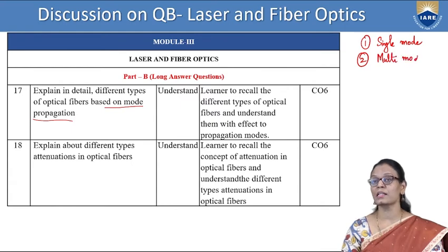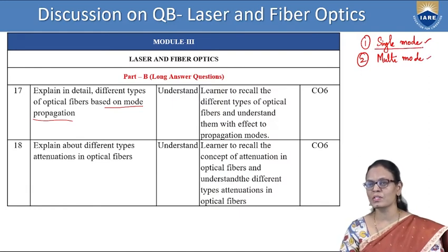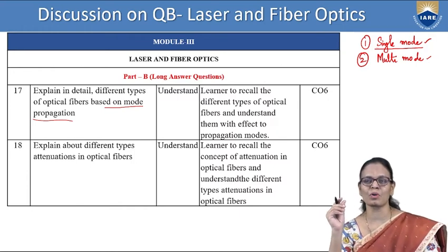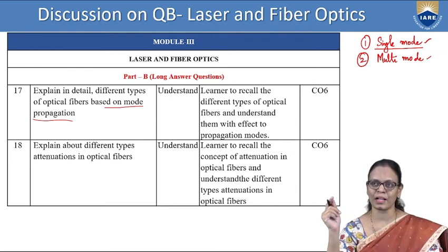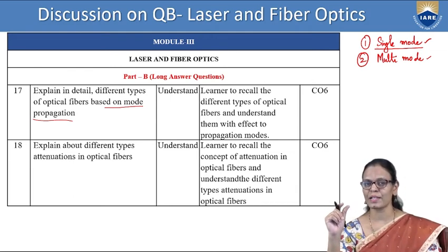So when will the signal travel in a single mode? When will it travel in multi-mode? So what are the conditions for single mode? In single mode, the diameter of the core is very small. How will be the diameters? What should be the ratio of the diameters of core and cladding? Draw the diagrams and explain.